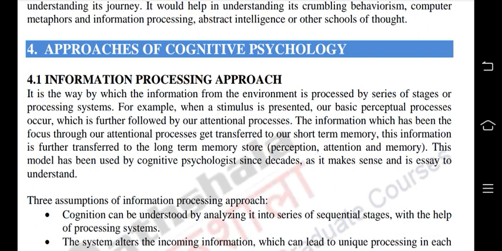For example, when a stimulus is presented, our basic perceptual processes occur, which are further followed by our attentional processes. This information, which has been the focus of our attentional process, gets transferred to our short-term memory. This information is further transferred to the long-term memory store: perception, attention, and memory. This model has been used by cognitive psychologists for decades as it makes sense and is easy to understand.